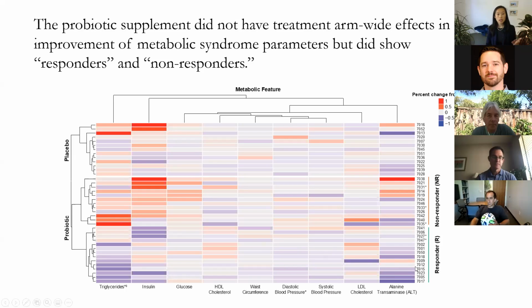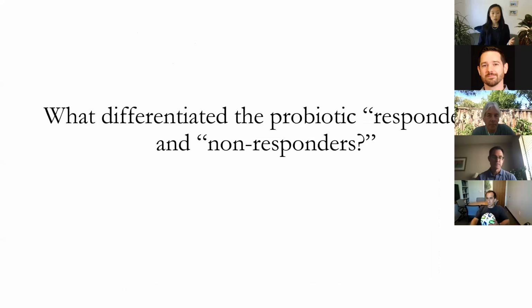People who responded had significantly decreased levels of triglycerides and diastolic blood pressure. So again, we're seeing this kind of personalized response. Some people respond, some people don't. I don't have enough time to talk about all the different parameters and microbiome that we tested in this study, but I will go into the main question that I had: what differentiated the probiotic responders and non-responders?